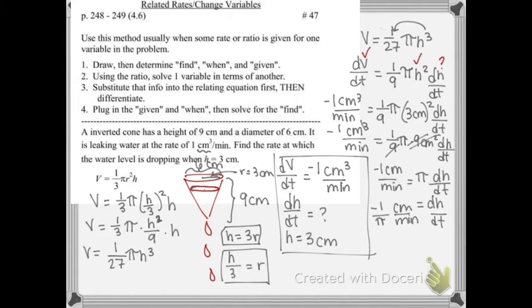So that's our answer. Let's answer in a complete sentence. The water level is dropping 1 over pi centimeters per minute. So when we answer in a complete sentence, the main thing I wanted you to notice there is we can get rid of the negative, since the negative implies that our rate is getting smaller, and so does the word dropping. We don't need the word dropping and the negative sign.